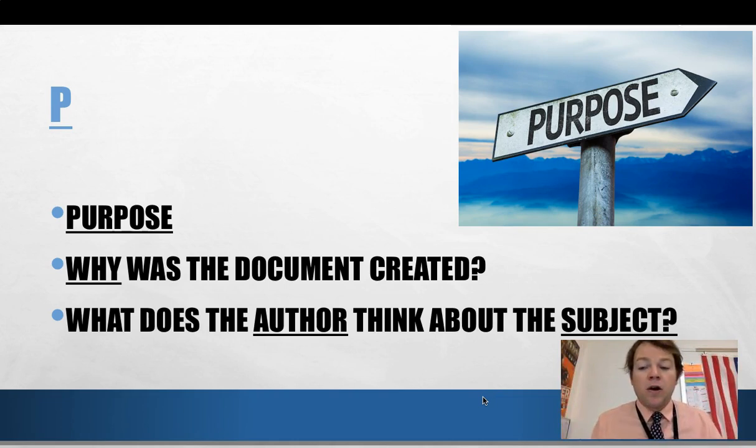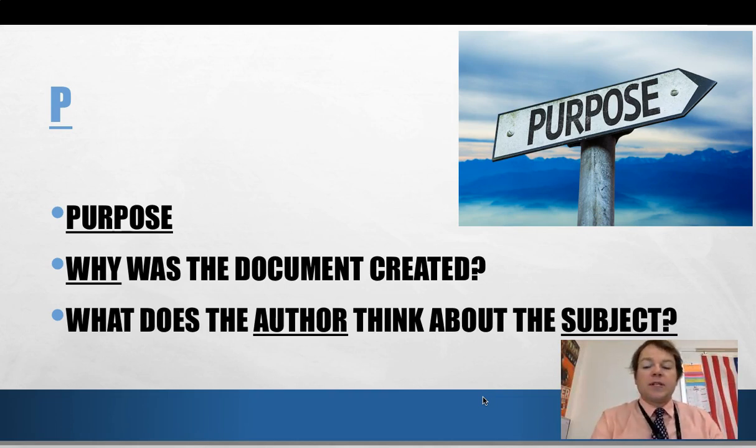So we talked about our what. We talked about our who. We talked about our when. We talked about who it's for. Now we're talking about our why. Why was this document created? That's our purpose. It doesn't make sense, but instead of having SOAPS, we really should have SOSP. The subject should come first, before the purpose, but we'll talk about that.